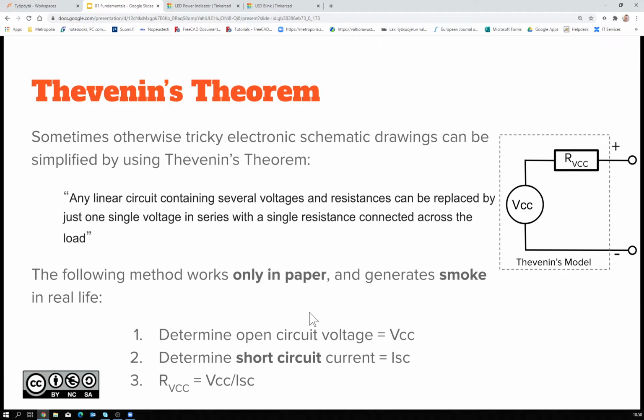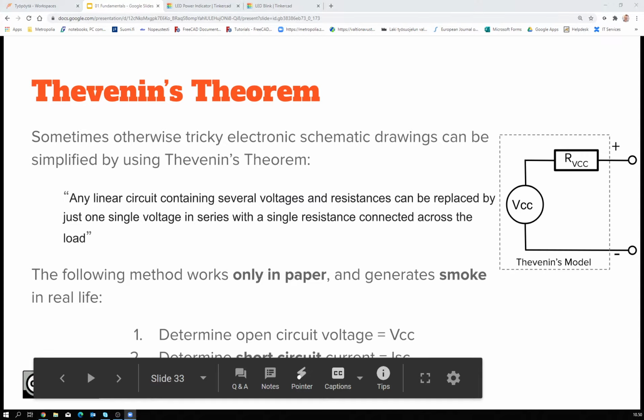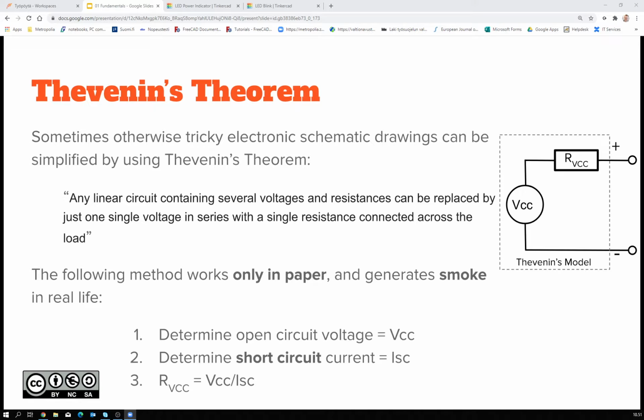And how to make this Thevenin's model to any the... okay, this chat window, BSOD, black screen of death.